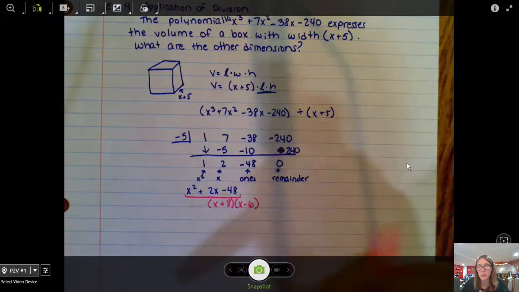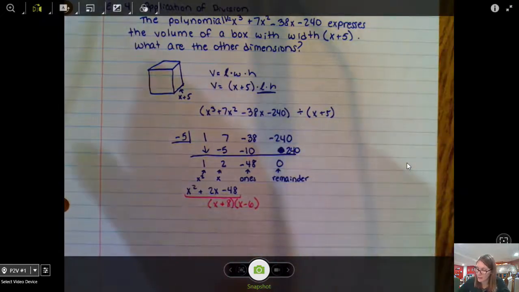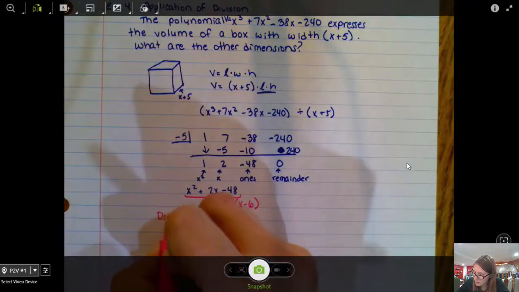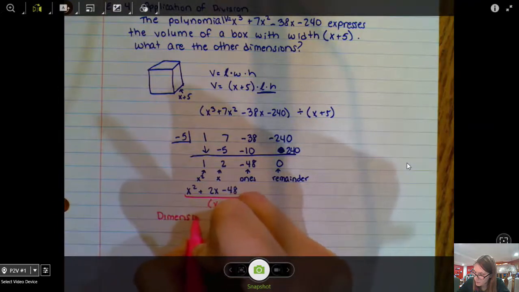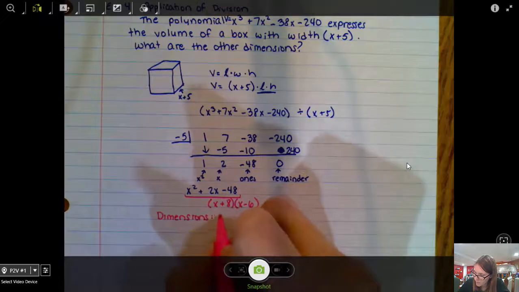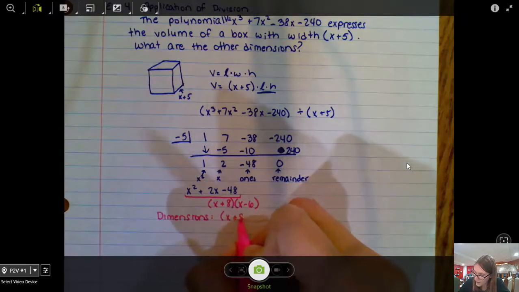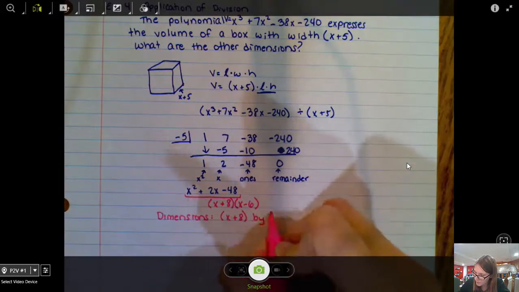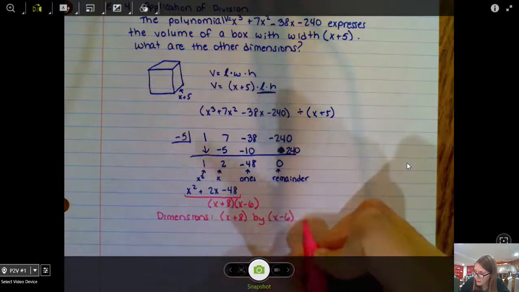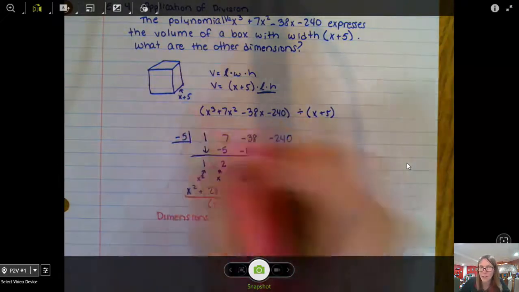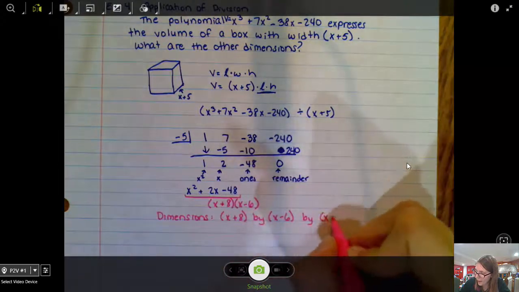Okay. Which means the dimensions of my box are x plus 8 by x minus 6 by the original x plus 5.